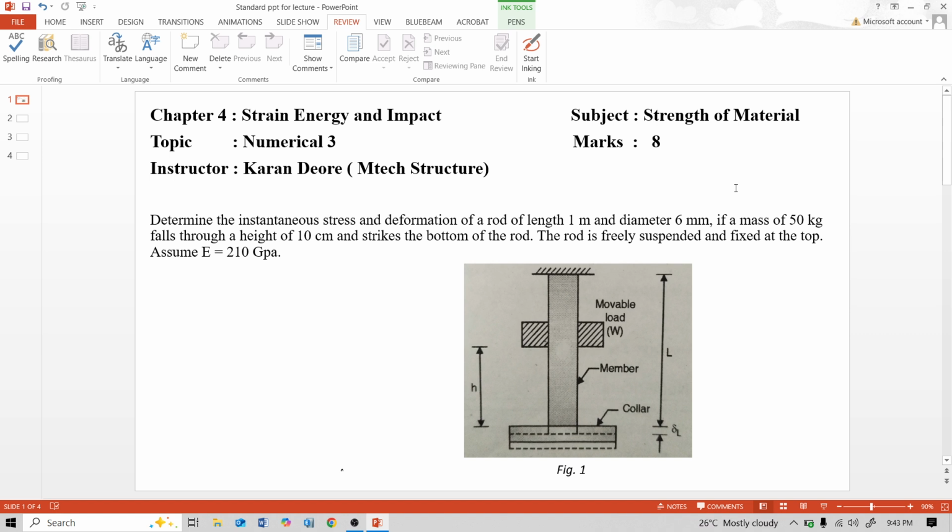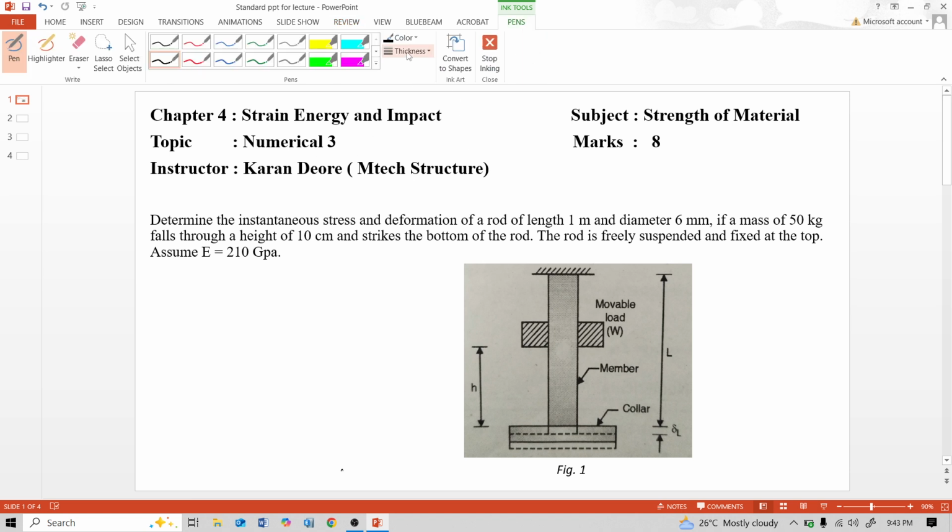So we will first read this numerical. Determine the instantaneous stress and deformation of the rod. That means our problem statement is instantaneous stress and deformation. Deformation means delta L, and instantaneous stress is maximum stress. And the length of the rod is 1 meter. Length of rod, that means this length. This L is 1 meter and this is the rod.